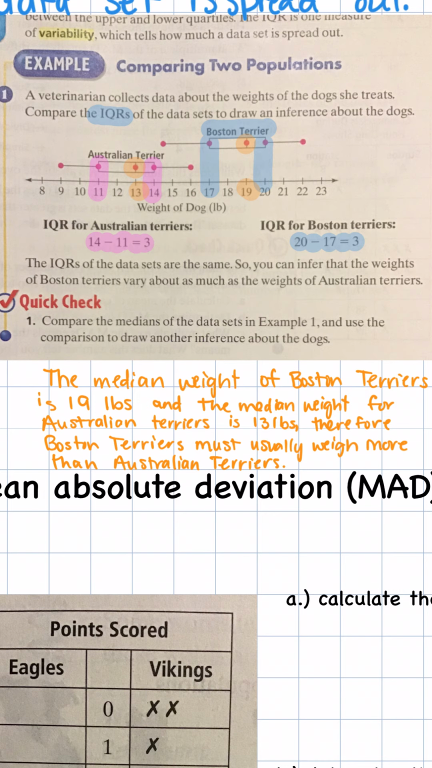Okay, so the median weight of Boston Terriers is 19 pounds and the median weight for Australian Terriers is 13 pounds. Therefore, Boston Terriers must usually weigh more than Australian Terriers. So you're just stating what you've come up with based on the information.